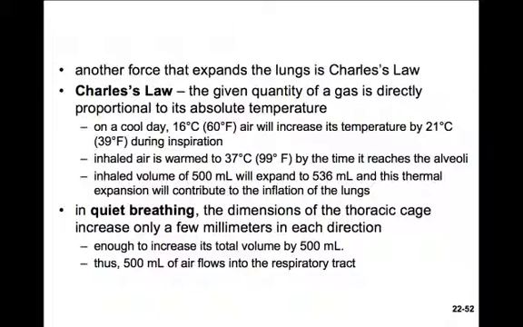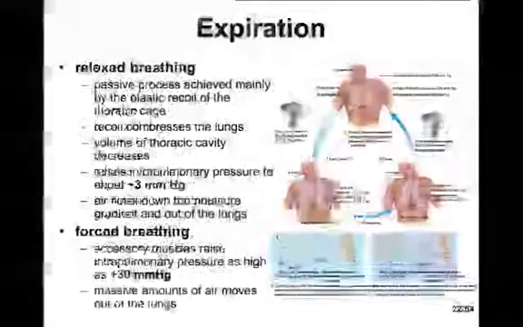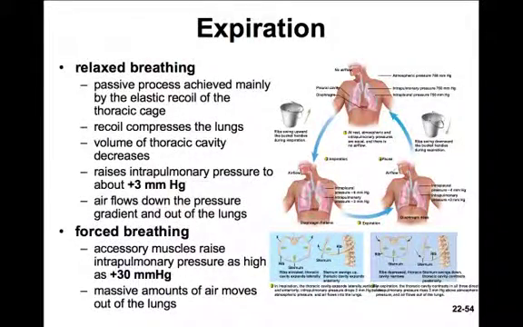During quiet breathing, the dimensions of the thoracic cage increase only a few milliliters in each direction. This may seem small, however, it's enough to increase the total volume by 500 milliliters. Thus, 500 milliliters of air flows into the respiratory tract. During expiration, in relaxed breathing, it's a very passive process. It's achieved mainly by elastic recoil of the thoracic cage. This recoil compresses the lungs and the volume of the thoracic cavity decreases.